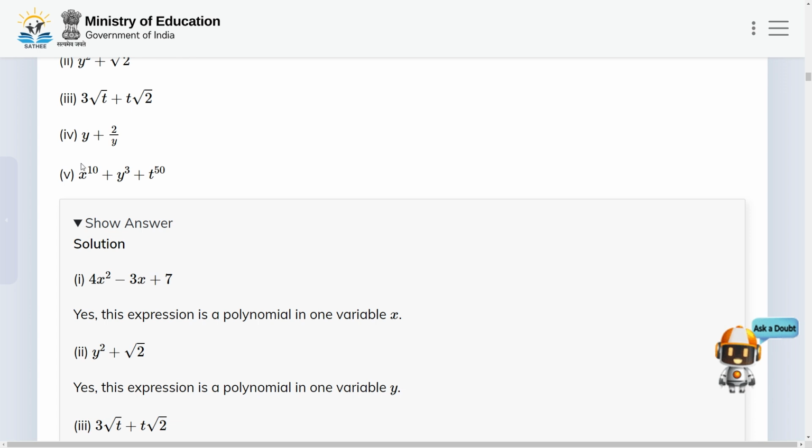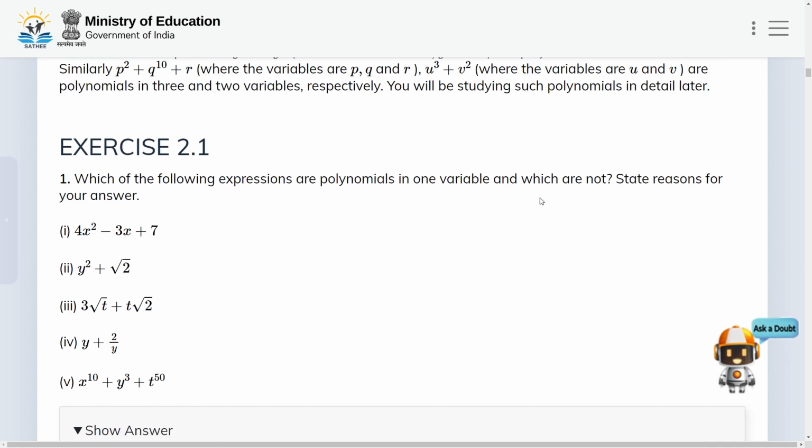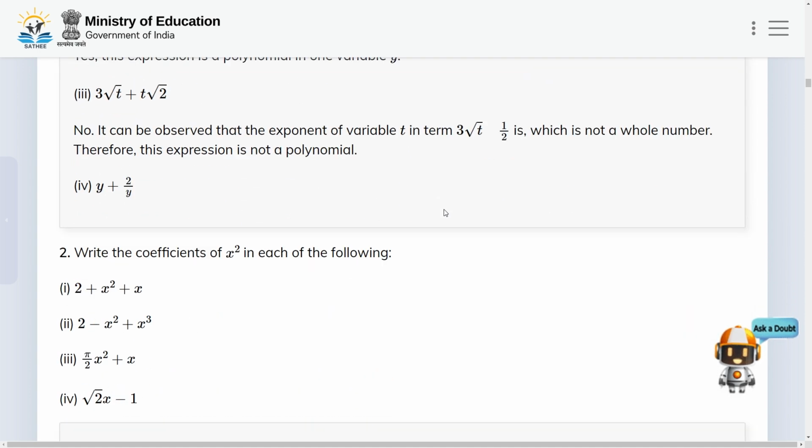Now let us check this one. Here the expression is x to the power 10 plus y to the power 3 plus t to the power 50. Here we have three variables x, y and t. So this is not a polynomial in one variable. This is actually a polynomial in three variables. Therefore this expression is not a polynomial in one variable. Now let us move to the next problem.